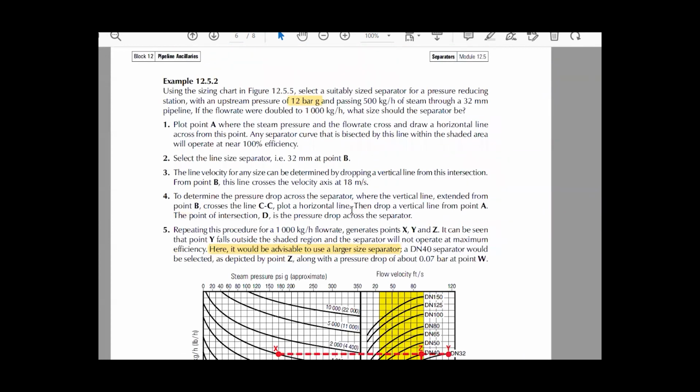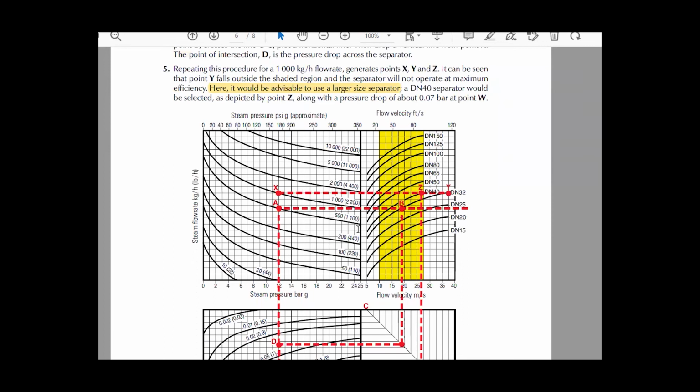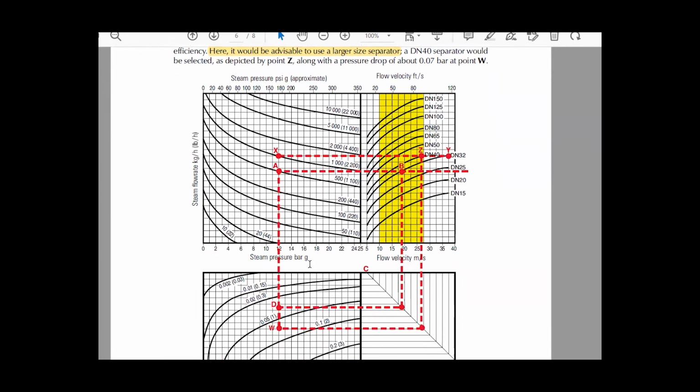I will show that with this graph. Concentrate with me. When I use a steam pressure of 12 bar, and the mass flow rate is 500.